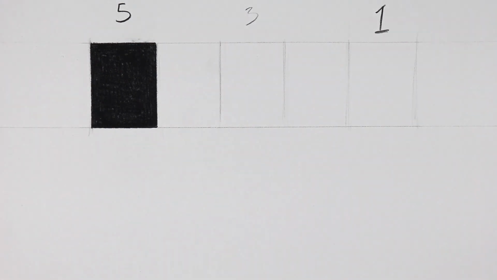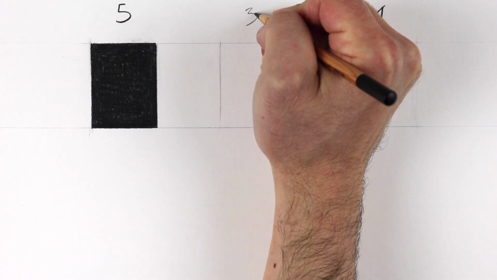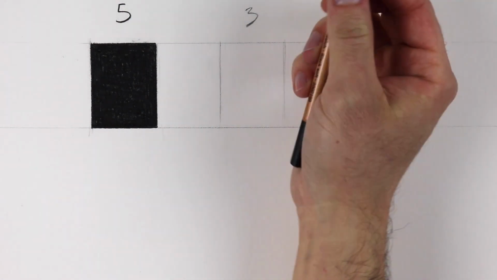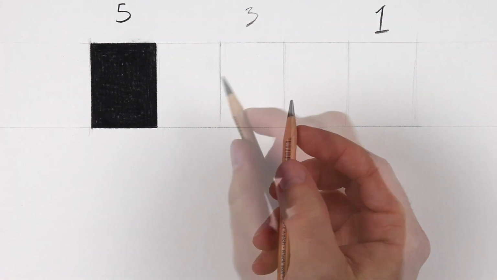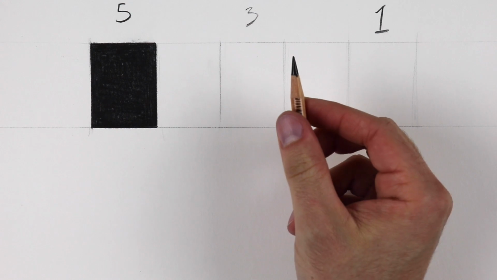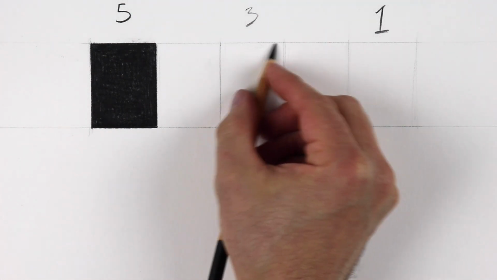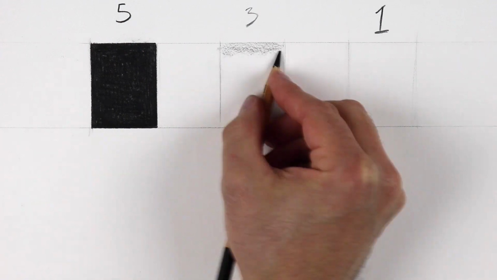Now that we have our darkest dark, our number 5 value, and our lightest light, our number 1 value, we are ready to begin filling in the middle values. I'm going to begin with the number 3 value. Here you'll see me switch to the overhand grip. You can see that this grip engages the side of the pencil instead of the tip. This allows me to lay in a soft wash of value.